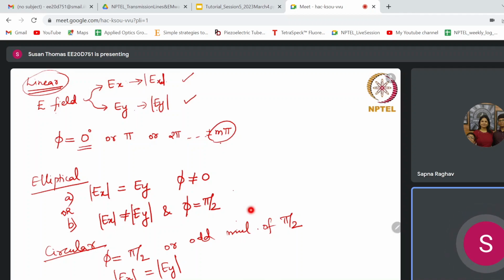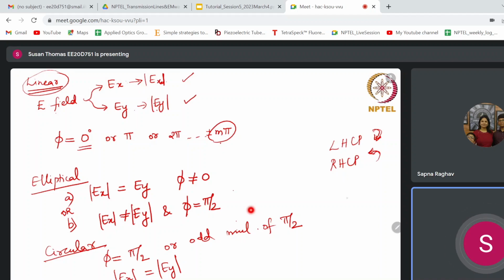Okay. Whenever we say elliptical or circular, we have two directions. It could be left hand circularly polarized or right hand circularly polarized. This is purely based on the direction. LHCP is clockwise, and RHCP is anti-clockwise. So the direction of the time evolution of this electric field, whether it is clockwise or anti-clockwise, decides whether it is left hand or right hand circularly polarized.